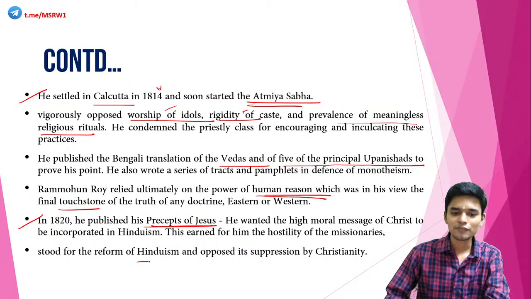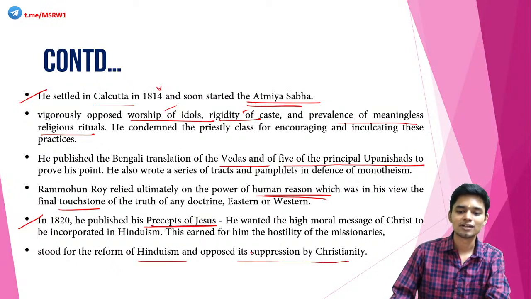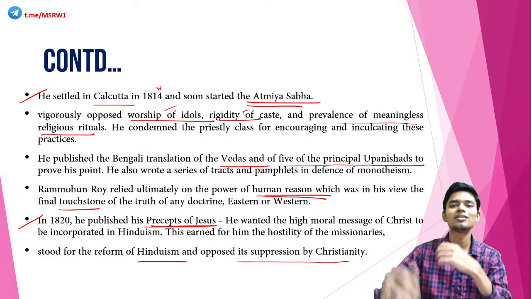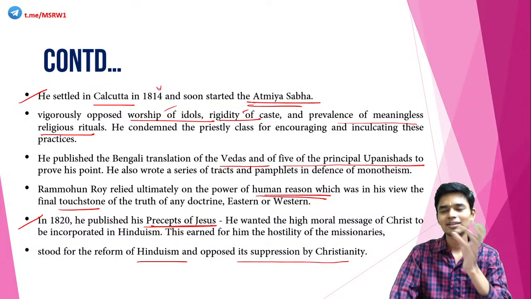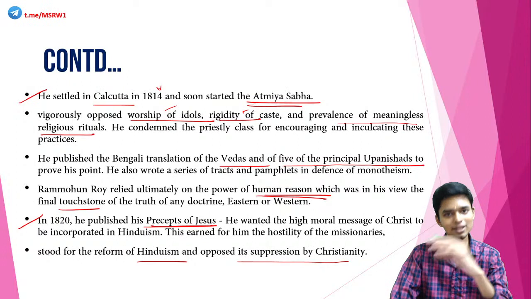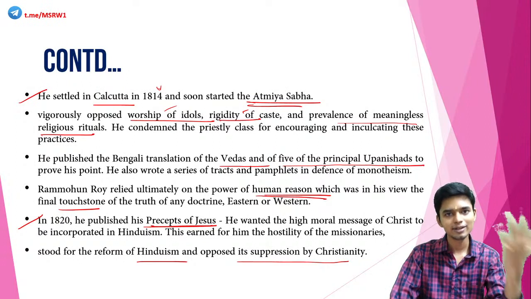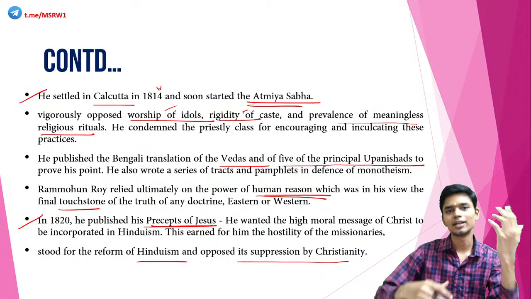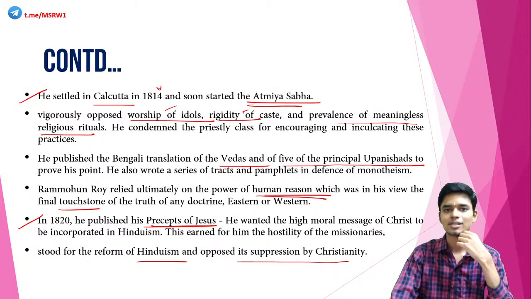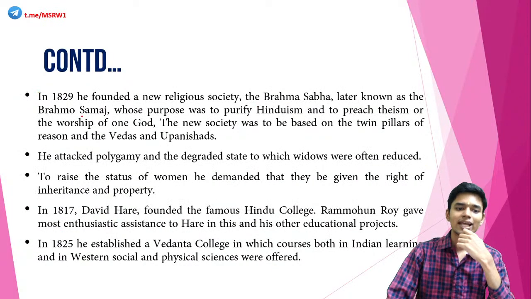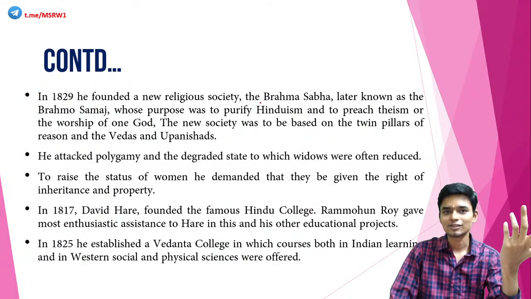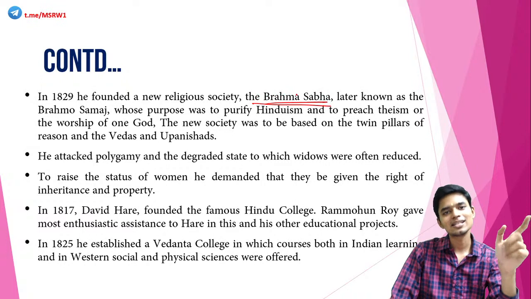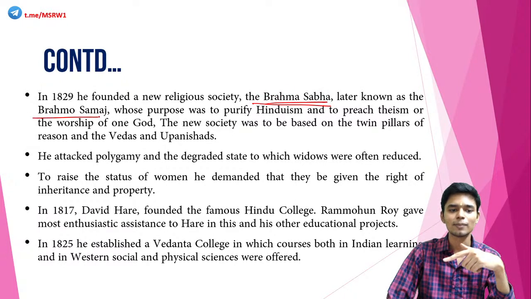He stood for the reform of Hinduism and opposed its suppression by Christianity. So it went contrary to what the missionaries thought. Rather than converting to Christianity, he actually stood for Hinduism. He upheld Hinduism with reforms, good reforms taken from Christianity, Islam and other religions. Okay, in 1829 he founded a new religious society known as Brahma Sabha, and this society eventually became known as Brahmo Samaj.